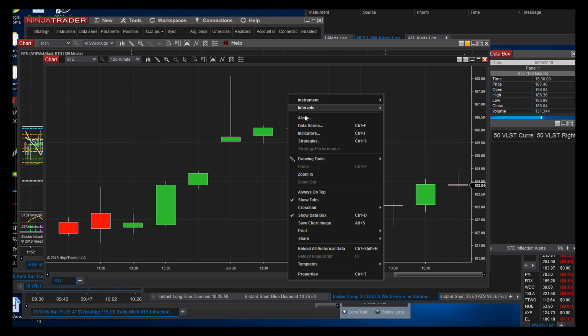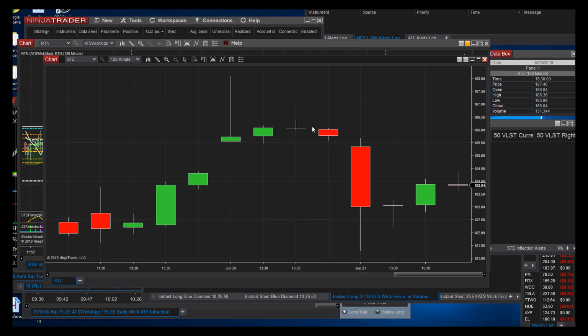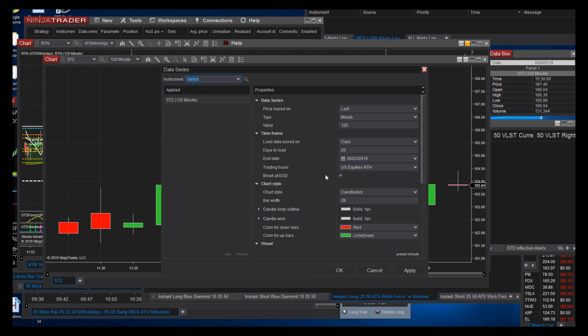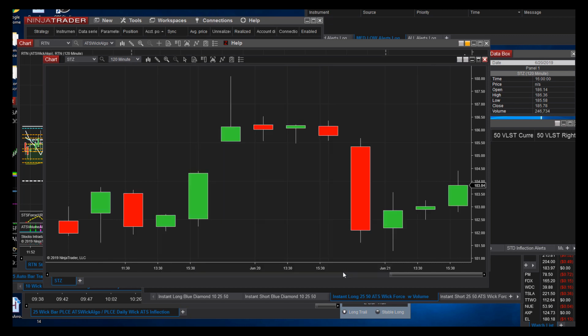So we change this. Going into the data series, it's set to break at end of day. We're going to say don't break at end of day. And now look what your 2 hour charts do. This bar closes at 10 a.m. This one closes at noon. This one closes at 2. This one closes at 4. So this is how we're feeding our data in.